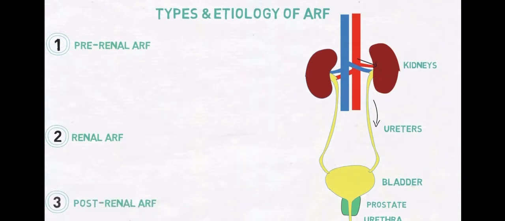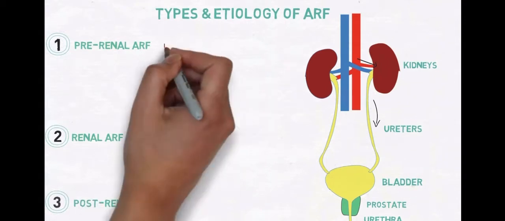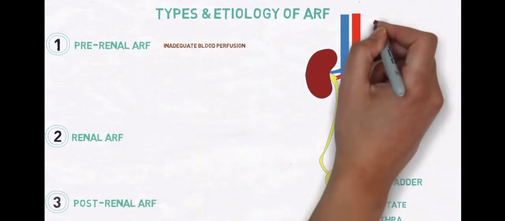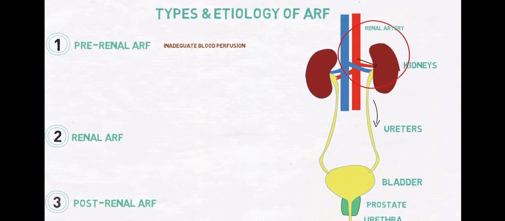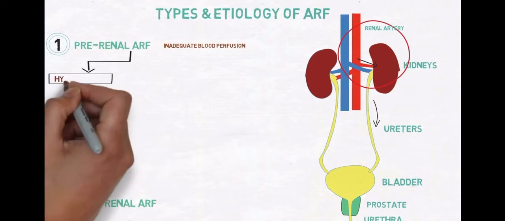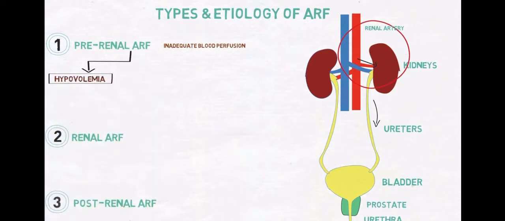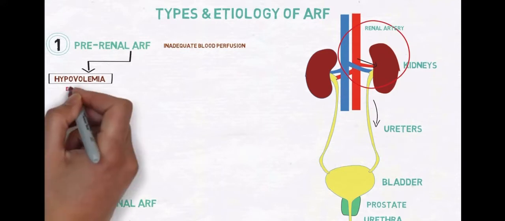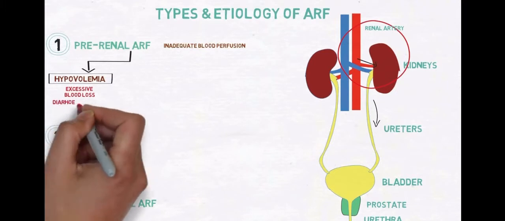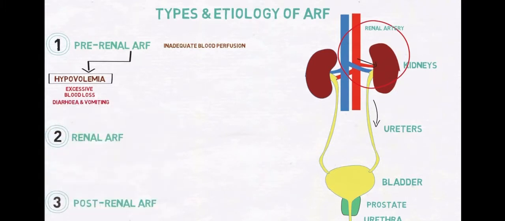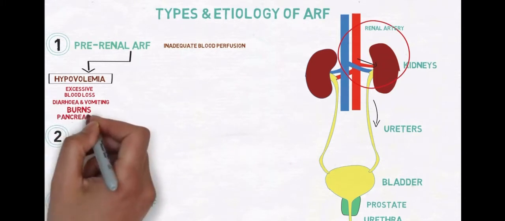Coming to the pre-renal type of ARF, it mainly occurs due to inadequate blood perfusion to the kidney. The kidney is mainly supplied by the renal artery, and in a situation like hypovolemia, when there is total body water deficit, the body is unable to maintain its proper blood pressure to maintain normal perfusion of the kidney. This mainly arises in cases of excessive blood loss, diarrhea and vomiting, burns in which there is fluid loss through the damaged skin, and also pancreatitis in which there is third space loss.